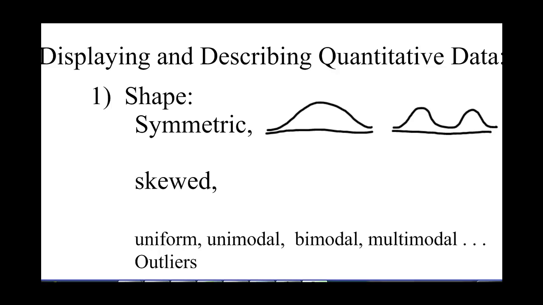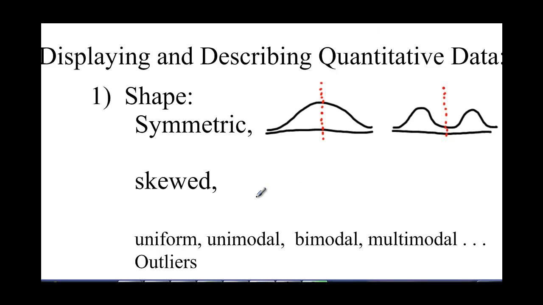So shape, center, spread. When addressing the shape, you are determining, is it symmetric? Now if it's symmetric, you should be able to draw a line through the data and fold the graph on this line, and the edges should line up fairly evenly. So this graph would look fairly symmetric, and this graph is also a representation of a symmetric graph.